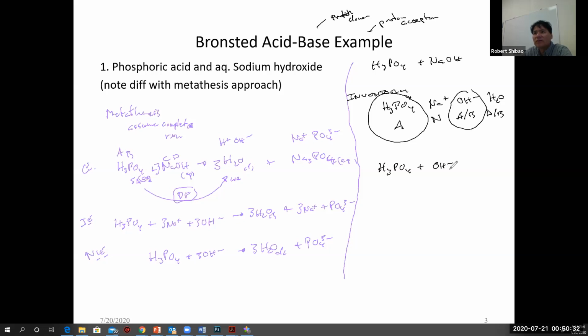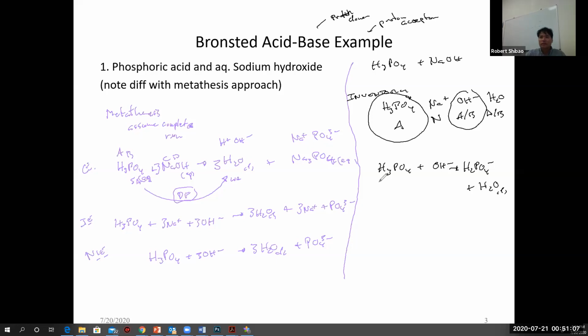And so this is going to form dihydrogen phosphate and water, liquid. Okay, if we have more hydroxide, then we can attack the second hydrogen. And even more hydroxide, we can attack the third one. But for right now, we just attack the first one here. In metathesis, we attack all 3, basically at the same time. In Bronsted acid base, we just do 1 with hydrogens, actually.